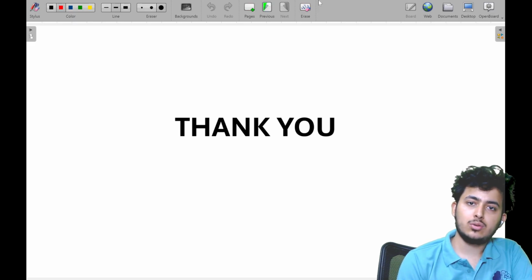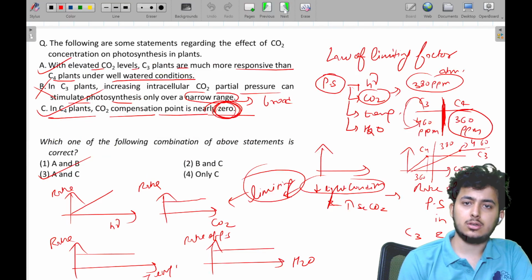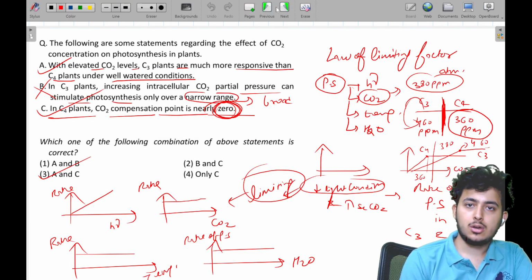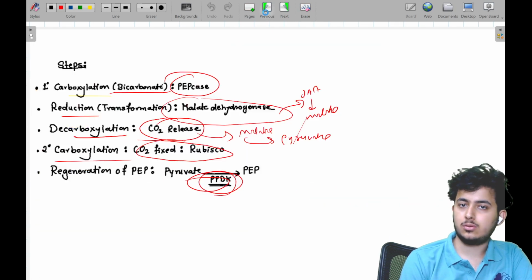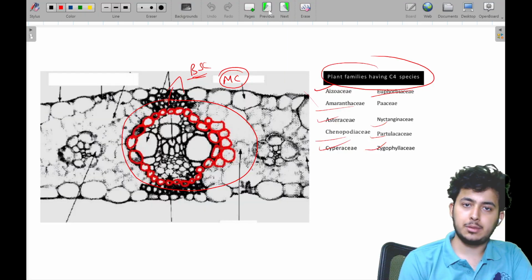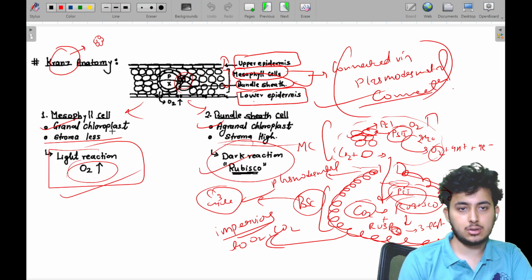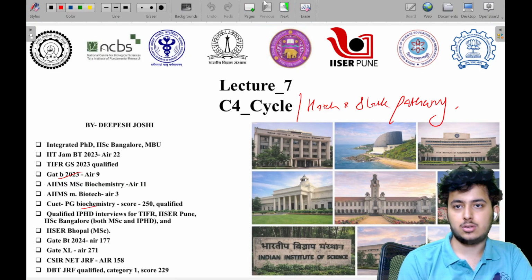We have covered the C4 cycle in detail with questions, and the factors affecting photosynthesis are also covered in this question. All those things. So this is sufficient for your CUET PG guide. Remember the cycle, remember the ATP expenditure, remember the differences in Kranz anatomy, and that is what is required.